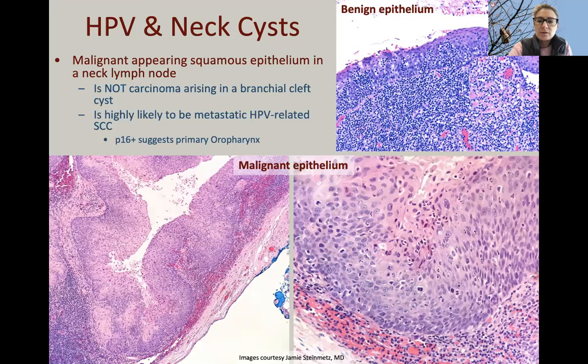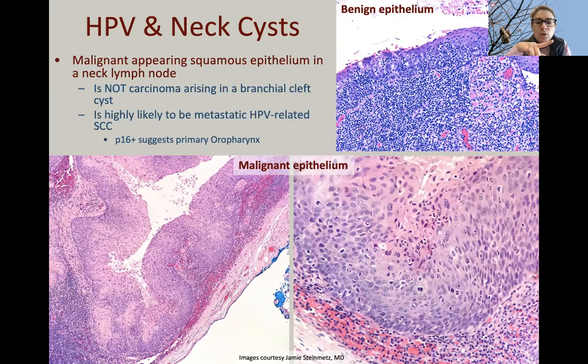So oropharyngeal HPV-related squamous cell carcinomas can present as cystic neck metastases that clinically, of course, might mimic abscesses, might mimic branchial cleft cysts, but it's really the characteristics of that squamous epithelium that are going to be definitively diagnostic. And so sometimes these can be challenging on FNA or needle biopsy if the epithelium is not well sampled. But in this case, you can see malignant cystic epithelium.